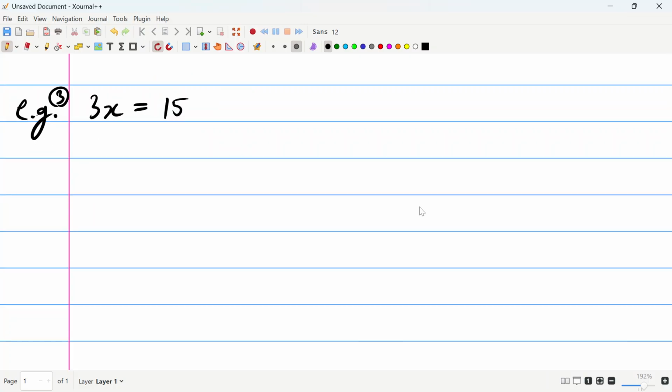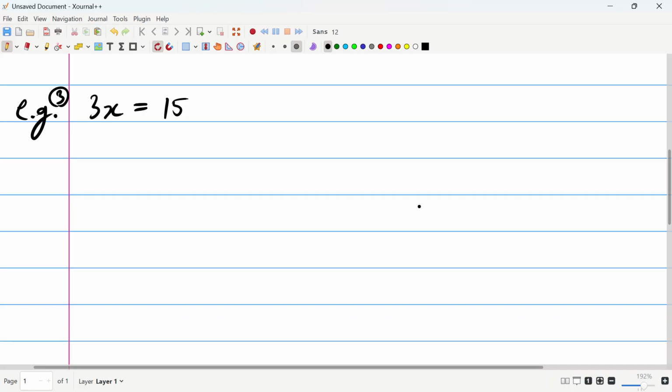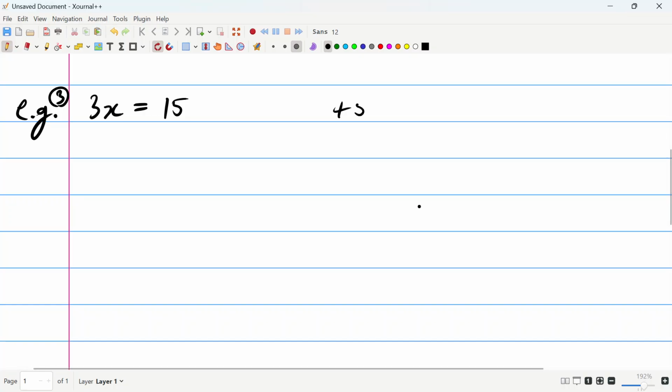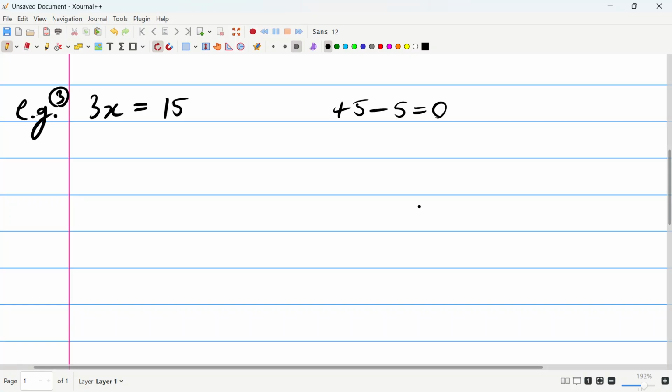So for this question, we have 3 times x is equal to 15. Now here we have x being multiplied by something, right? And my question is, what is the additive inverse of multiplication? By additive inverse, an example of this is addition is an additive inverse of subtraction. Why? Because they can cancel each other out. If I take positive 5 and I minus it by 5, I can give 0. And they can cancel out. Okay, and I can get rid of them.